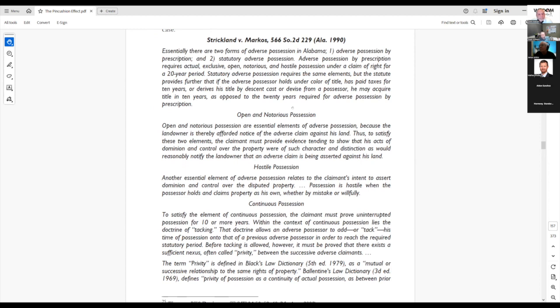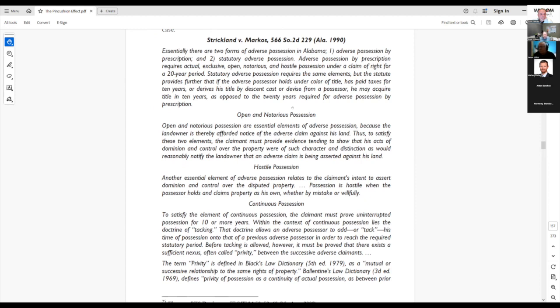So adverse possession by prescription requires actual, exclusive, open, notorious, and hostile possession under a claim of right for a 20-year period. Alabama is saying 20 years for this prescription style of adverse possession. And these items, actual, exclusive, open, notorious, and hostile, are the key words that you're going to see in almost any state code regarding adverse possession. It's what James was talking about when he was giving his examples.